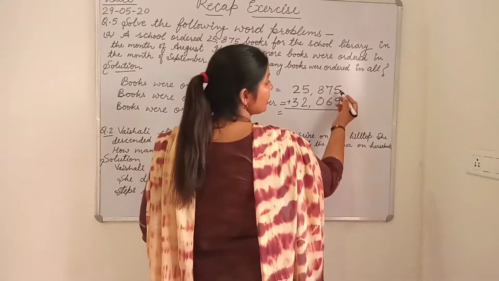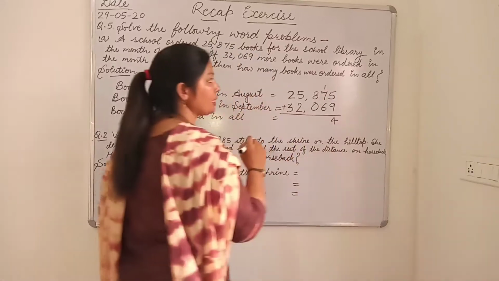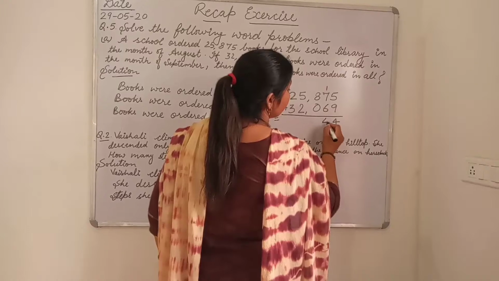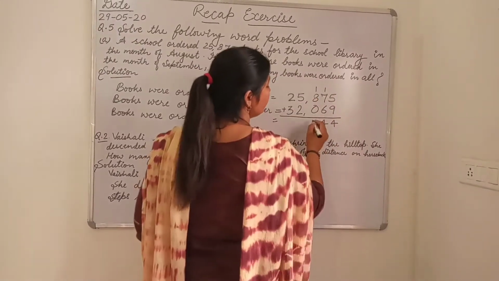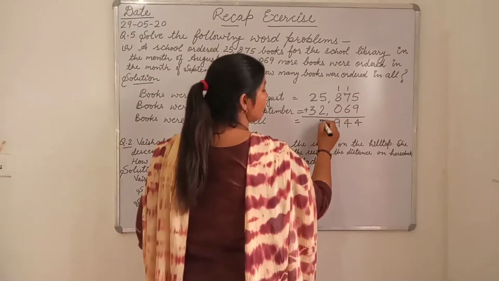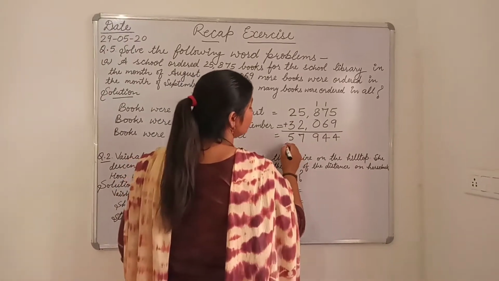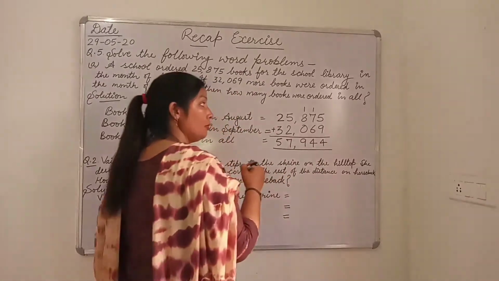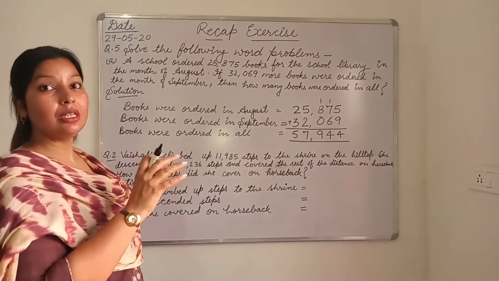Now 9 plus 5, 14. 1 was carry. 7 plus 1, 8. 8 plus 6, 14. We should write here 4 and 1 was carry. 8 plus 1, 9. Now 5 plus 2, 7. 3 plus 2, 5. So your answer is 57,944 books.